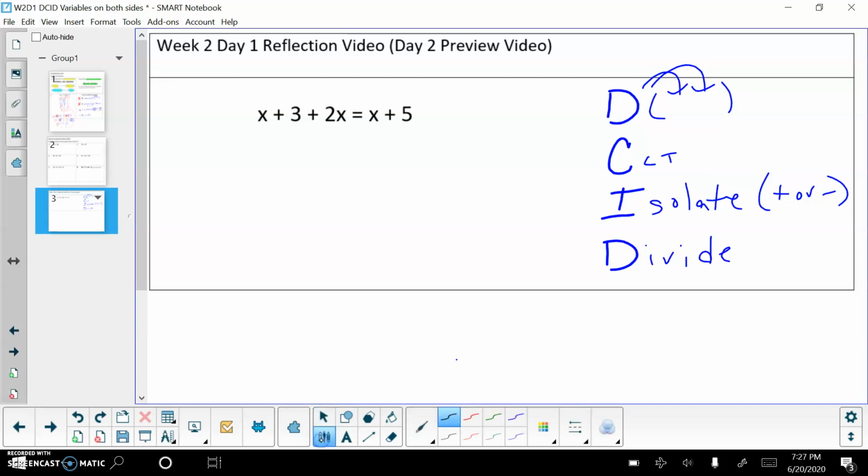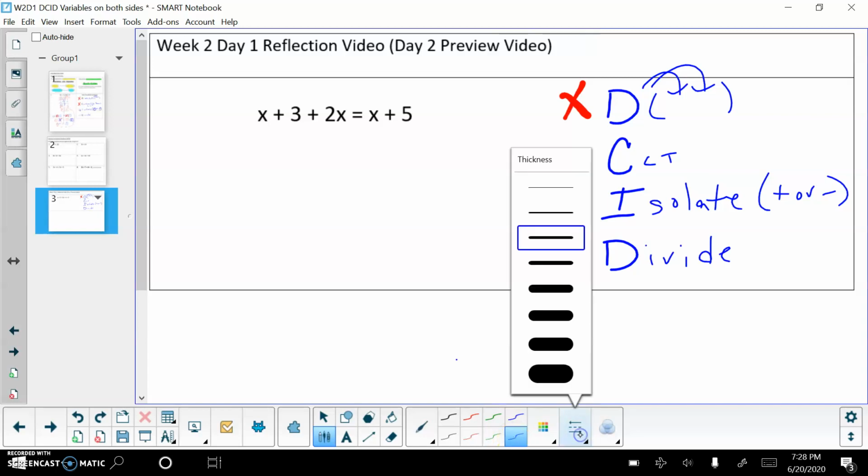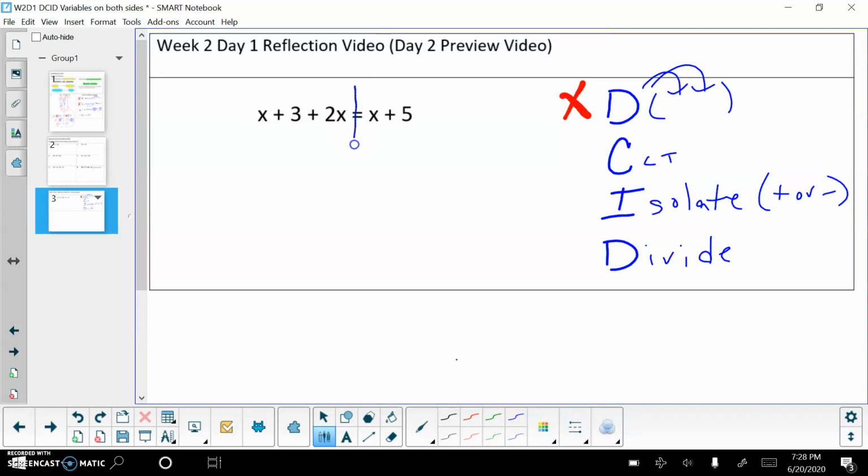And we're still not yet up to the distribute step, but today we will be looking at the CLT, the combine along with the two isolate steps. So I'm just going to get started on this one. I'm going to draw my line. And just like before when we used to sketch, if there's no number in front of the letter, like this X doesn't have a coefficient, I like to go ahead and put a 1 there. It just makes it easier. So I've got 1x plus 3 plus 2x equals, and then I'm going to put another 1 over here, 1x plus 5. So that's my equation.